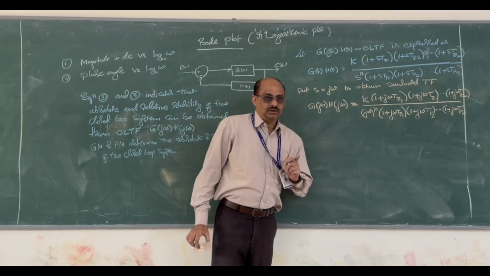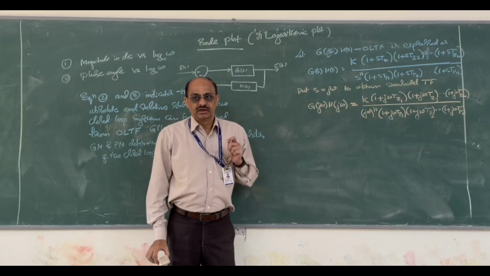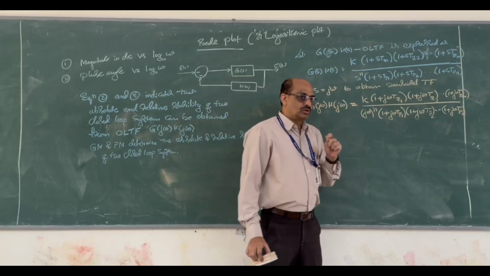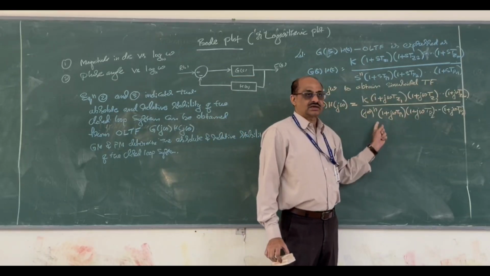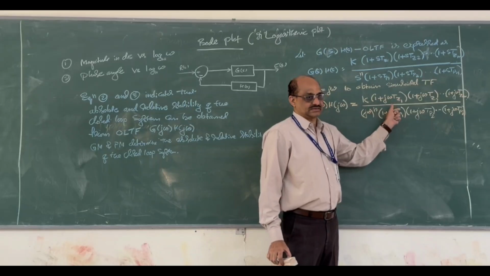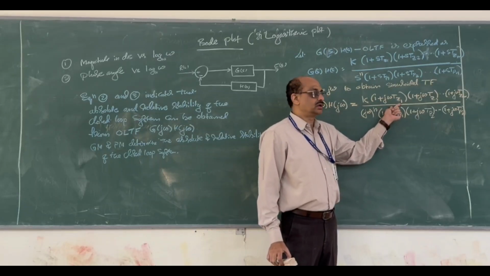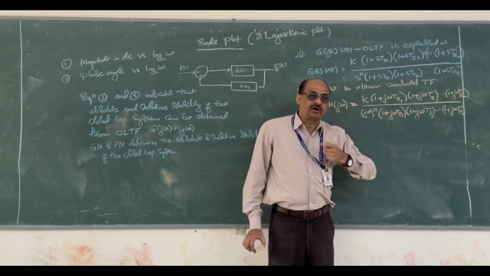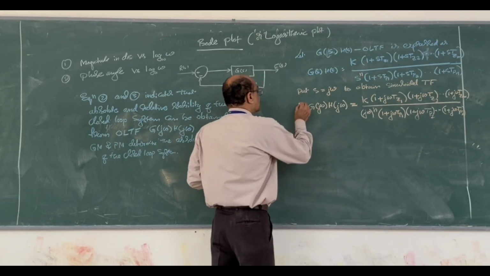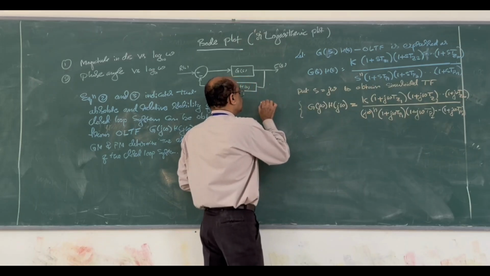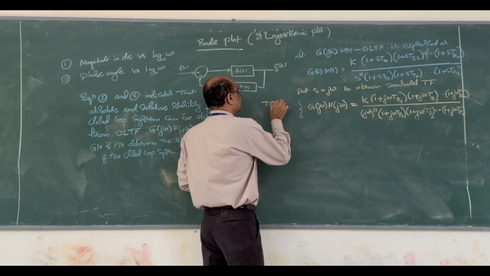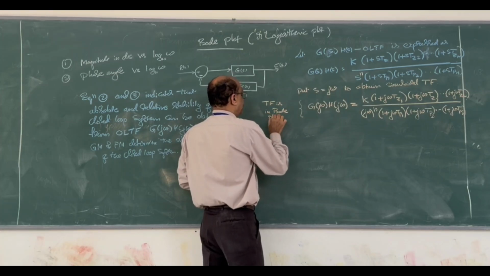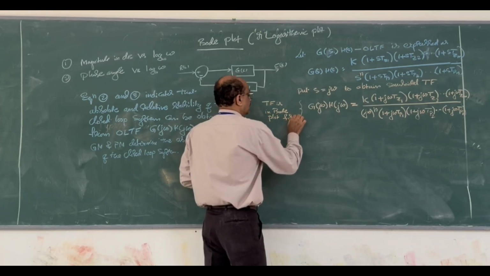Now we got the sinusoidal transfer function by replacing the s with j omega. Note one more thing: all the factors are in the form of 1 plus some imaginary quantity, 1 plus j omega. This is called the Bode plot form, right? So this transfer function is in Bode plot form.